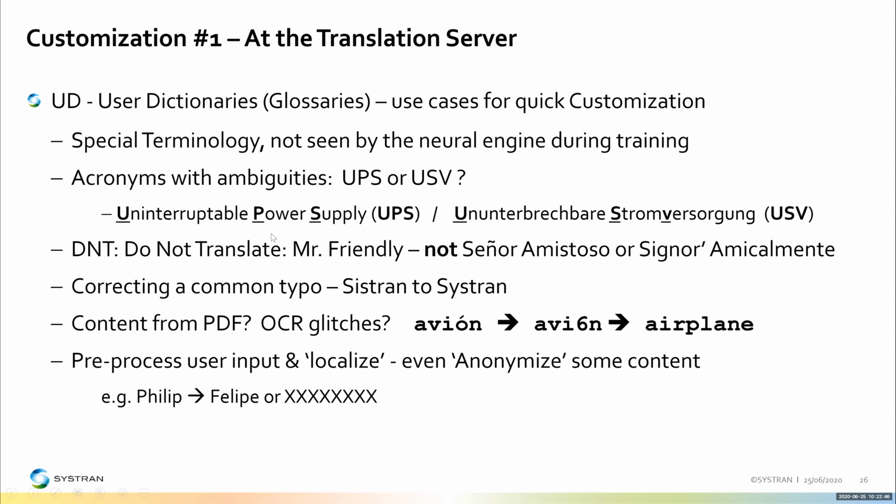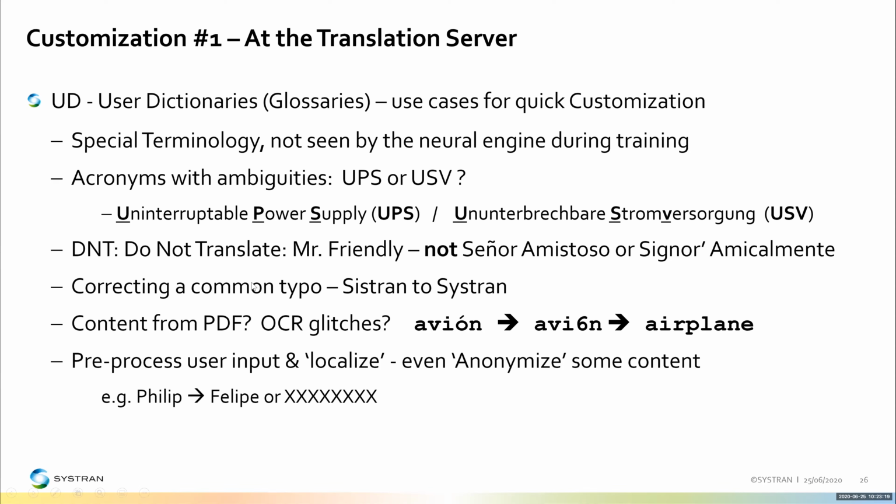DNT, do not translate. You don't want certain names to be translated, like Mr. Friendly to turn into Senora Amistosa or something like that. We typically don't, but occasionally there might be a scenario where that happens, and you can override it, right? So you can actually impose, or in fact, it doesn't translate, and for some reason you do want it. Like, for instance, you might want Philip to turn into Felipe, or to anonymize it and put a couple of X's there. There's also perhaps glitches or typos in the web page that escaped the spell checker, or that escaped the scrutiny of your reviewers.